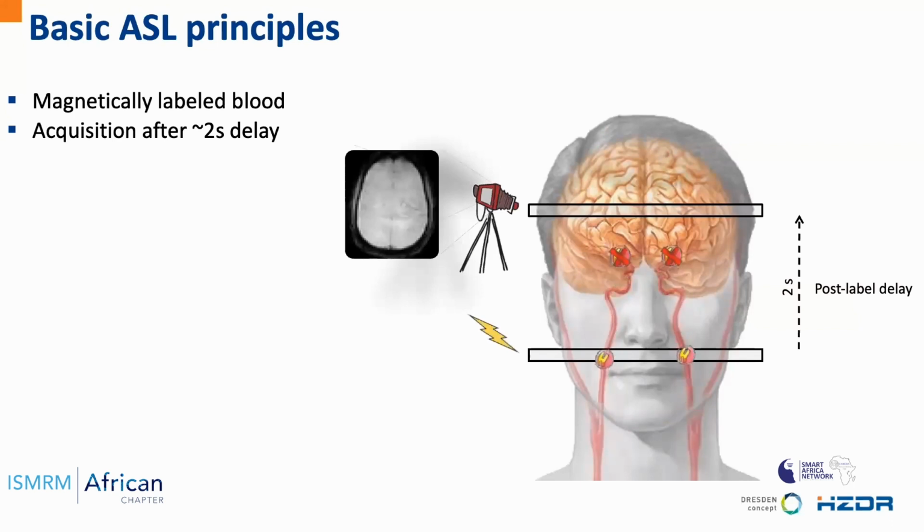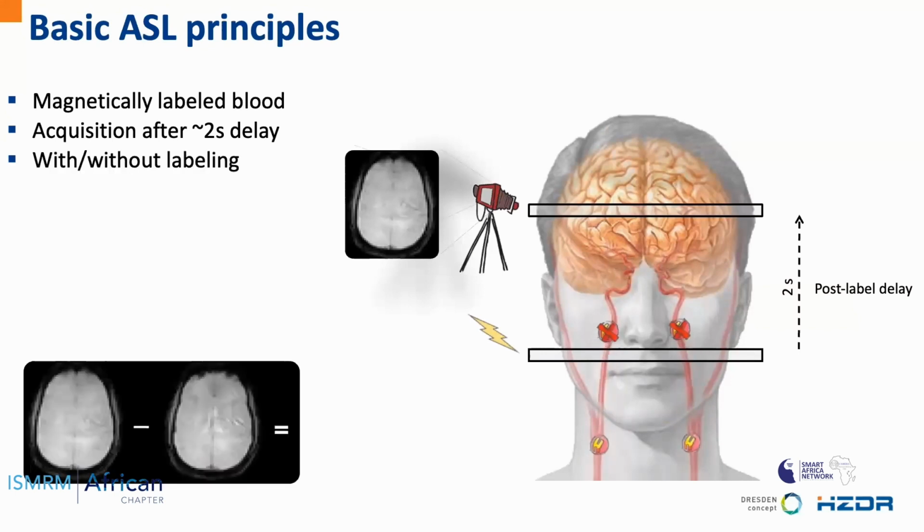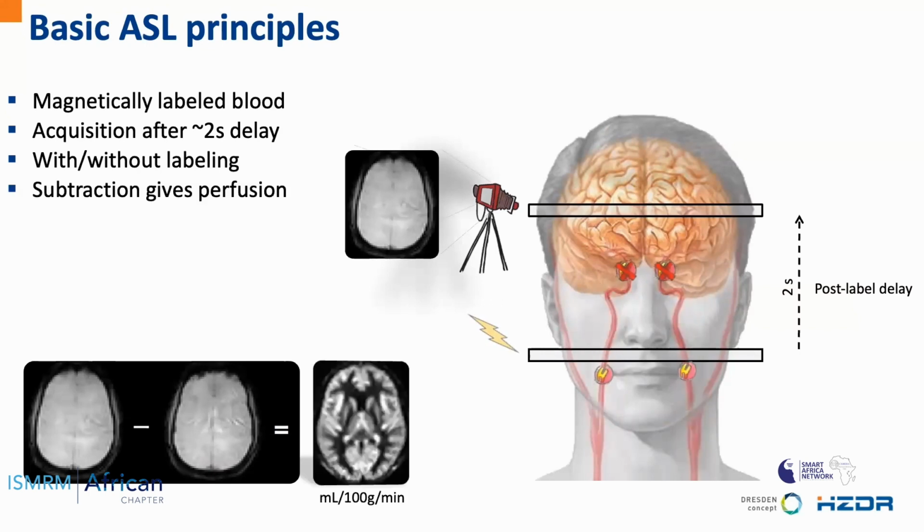This image has a modified intensity based on the inflow of the labeled blood. We repeat this process 2 times, with and without prior labeling, and these 2 images differ slightly, around 3%, and if we make a subtraction of these 2 images, it is perfusion weighted. And with proper quantification, we can derive the absolute values of CBF in milliliters per 100 gram per minute.